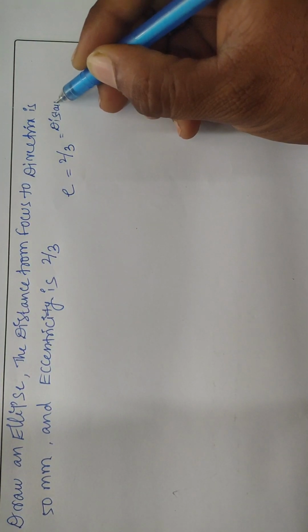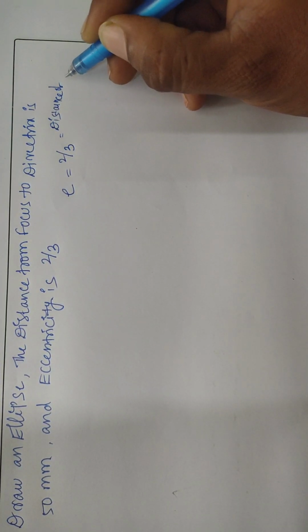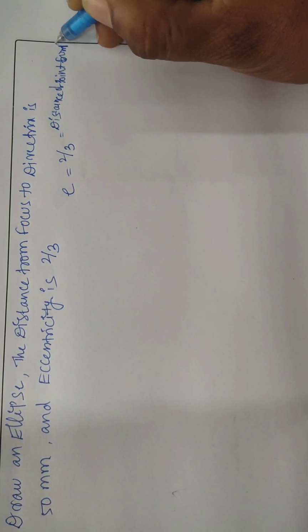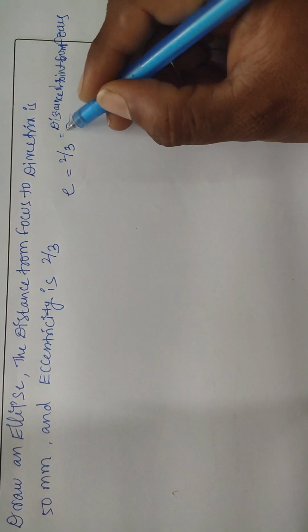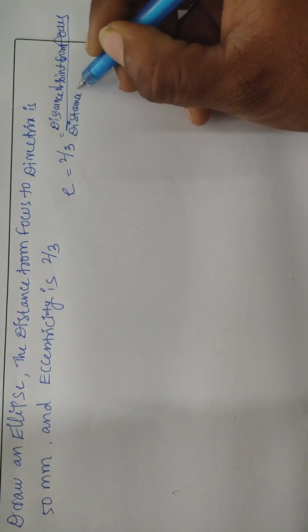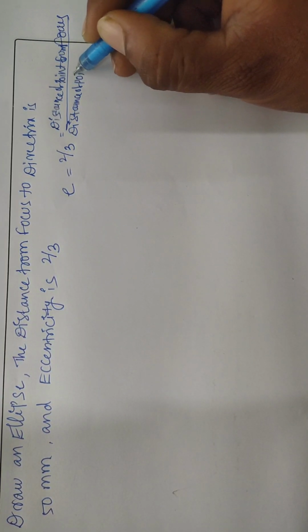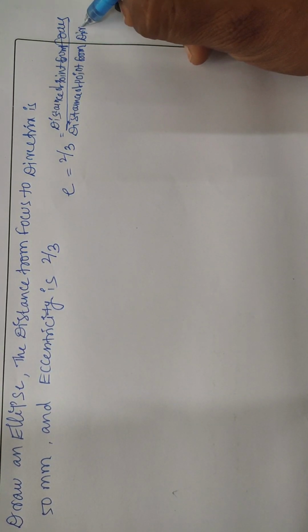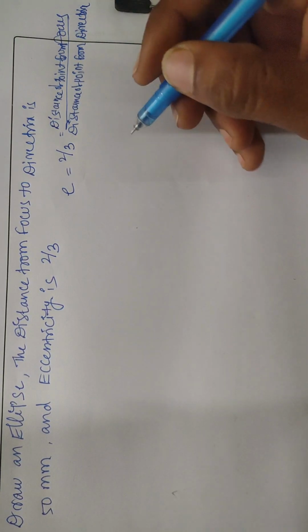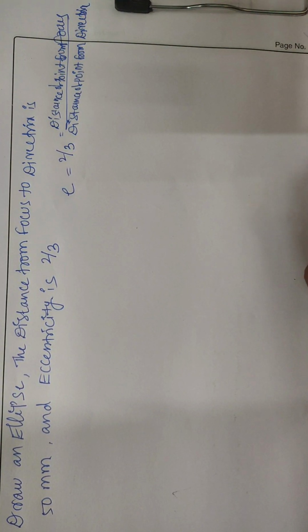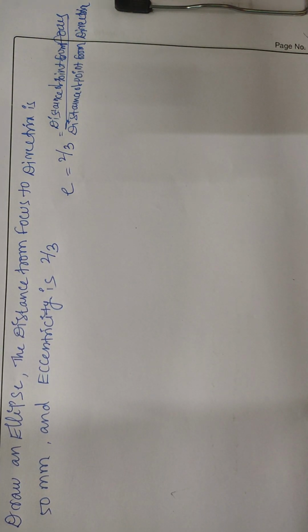distance of point from focus to distance of point from directrix. This is known as eccentricity, that is distance of point from focus to distance of point from directrix. So here we'll see about the construction of ellipse now.